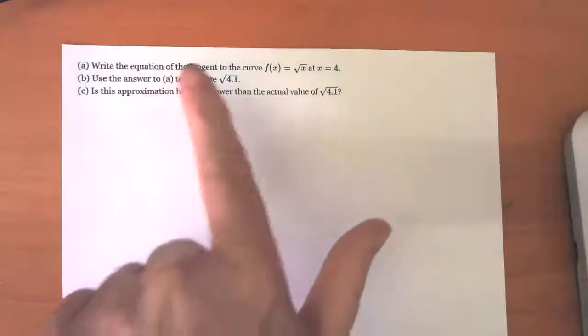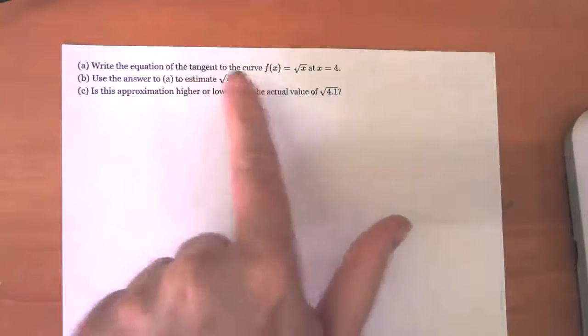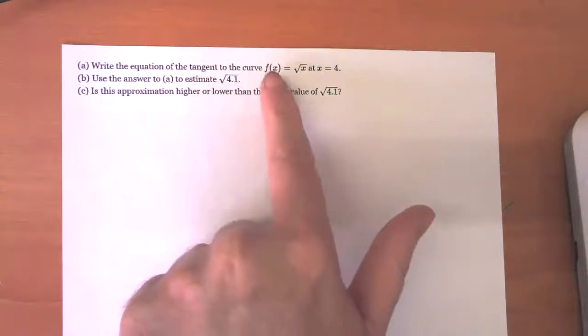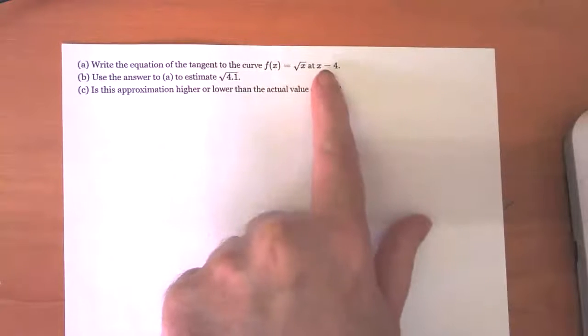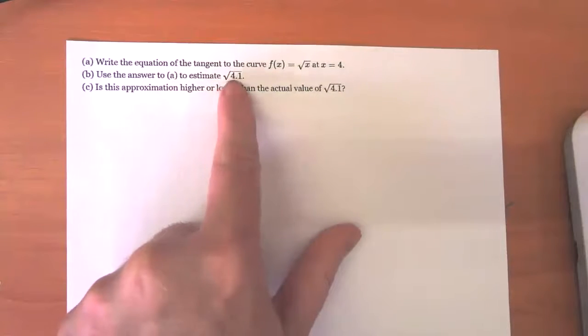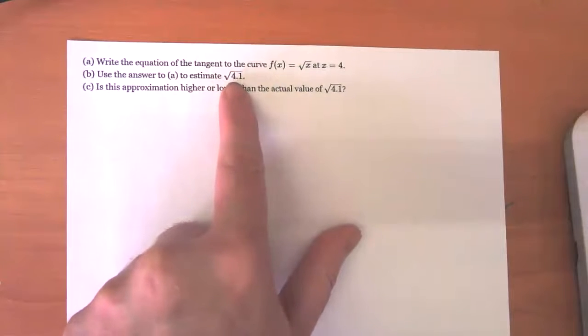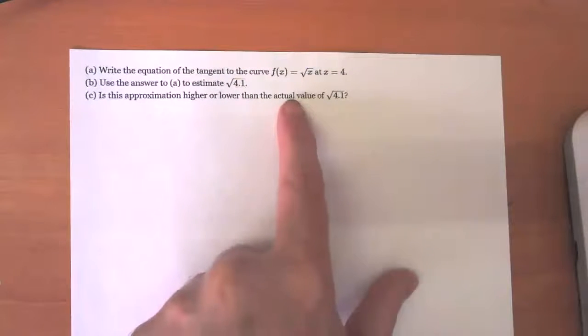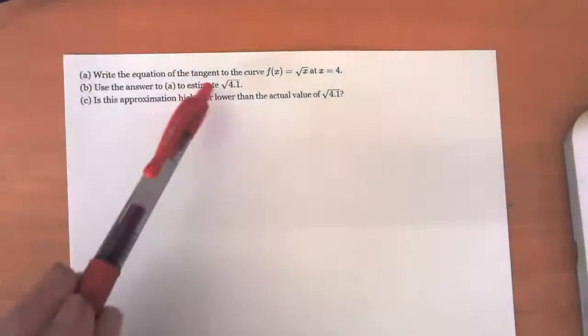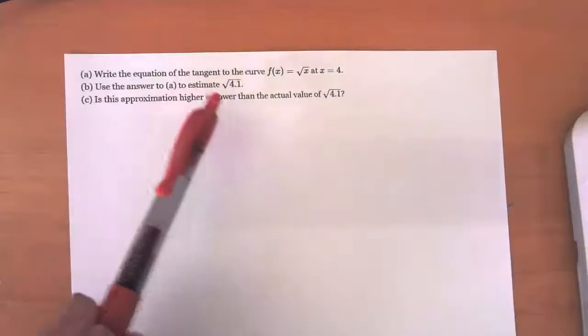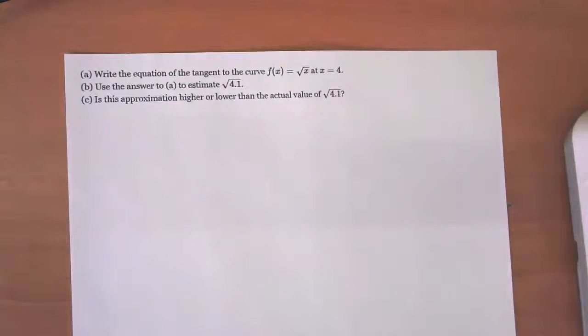All right, so what we're going to do is write the equation of the tangent to the curve, f of x equals the square root of x at x equals 4. And then in the next video, we're going to use that to estimate the square root of 4.1 without using a calculator. And then in the third video, we're going to think about the equation of the square root of x, and we're going to come to a realization of whether this estimate we come up with is going to be either too high or too low.